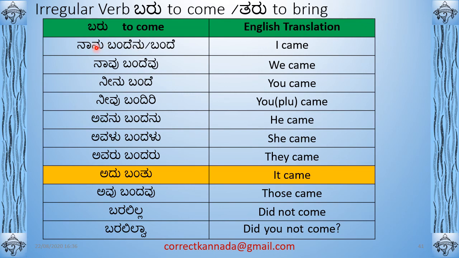Nanu bande, navu bandevu, neenu bande, neevu bandiri, avanu banda, avalu bandalu, avaru bandaru, adu bantu. Okay, this is important. Every time adu is always a mess. It will be different from everybody else. Avu bandavu. Baralilla, did not come. Right? Baralilva, did you not come? Or did he not come? Did she not come? Everything is baralilva. Okay. I just put that so that in English it will make sense.